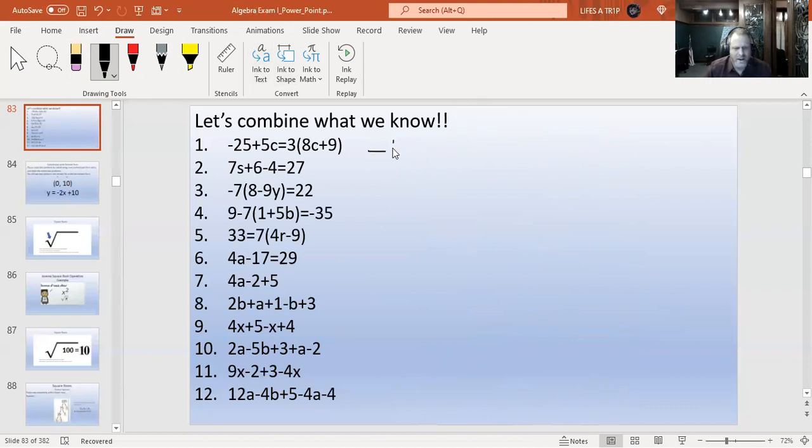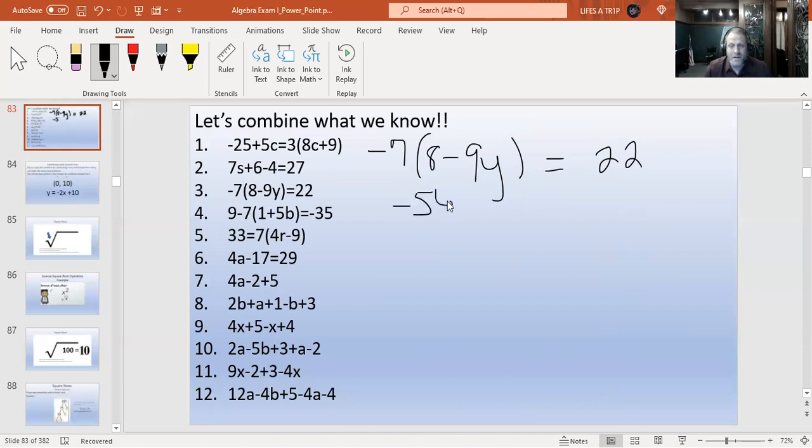So we're looking at negative 7 times the quantity 8 minus 9y equals 22. Can we do anything in these parentheses? No, those are not like terms for subtraction, but we can do the distribution method. Negative 7 times 8 is negative 56. Negative 7 times negative 9y is positive 63y equals 22.